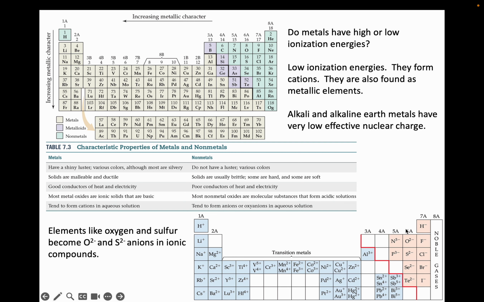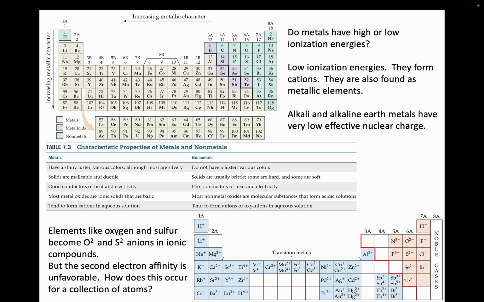If we look here, we see that oxygen and sulfur become 2 minus anions when we find them in ionic compounds. And that would be a case where we need to learn a little bit more about why that occurs. If the second electron affinity is unfavorable, how does this occur when we have a collection of atoms in an ionic compound that this becomes 2 minus? That's an idea we'll look at in chapter 8.